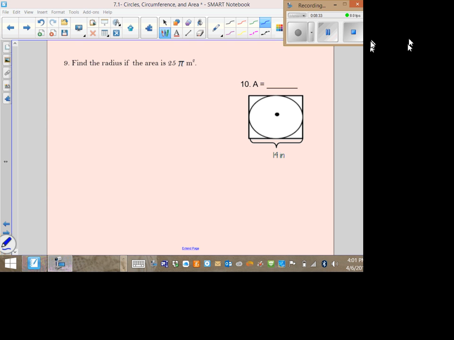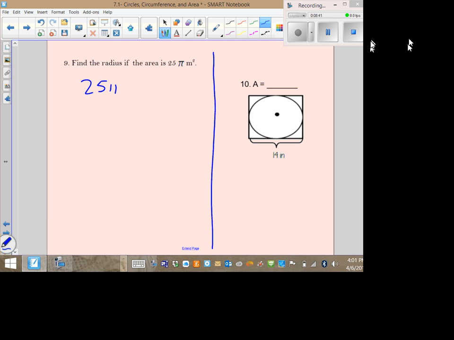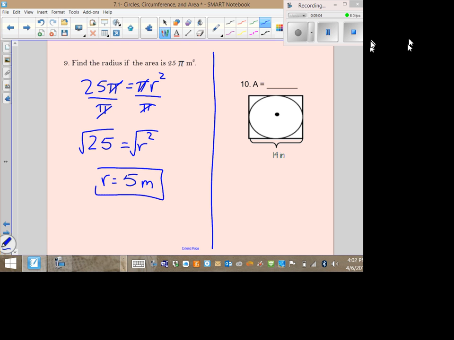All right, let's find the radius if the area is 25 pi meters squared. So if my area is 25 pi, my equation for that is pi r squared. So I'm going to divide by pi to solve for r squared. That's going to cancel on both sides, so I get 25 to be my r squared. Taking the square root of both sides, I get my r to be 5 meters. And notice here, since I took the square root, my units are just meters.